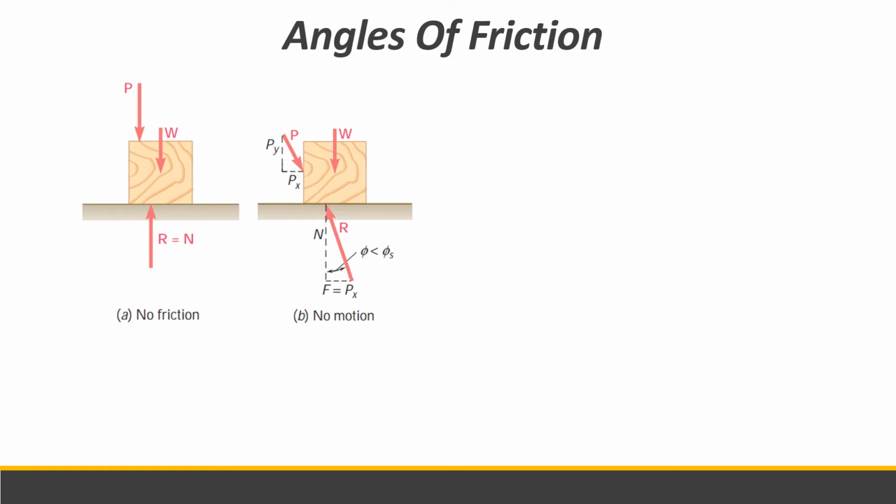So the angle of the resultant with respect to the vertical is say phi. So R will form an angle phi with the normal to the surface. So that is phi, which is less than phi s, the maximum angle, or the static coefficient of friction.